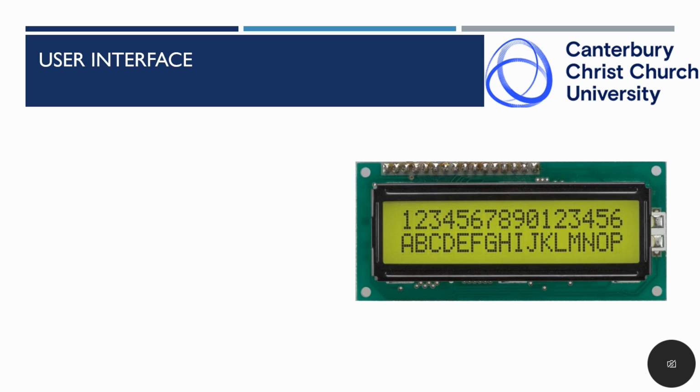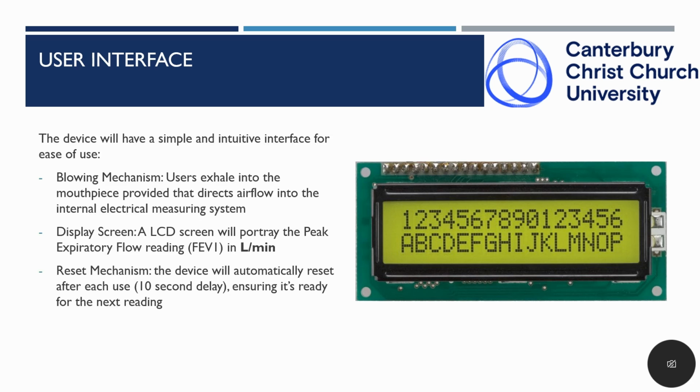The results are then displayed on an LCD screen, which clearly presents the peak expiratory flow, PEF, and forced expiratory volume in 1 second, FEV1, in liters per minute. This allows users to quickly interpret their lung function data. To enhance convenience, the device includes an automatic reset mechanism. After each use, it resets within 10 seconds, ensuring it is ready for the next reading without any manual intervention.